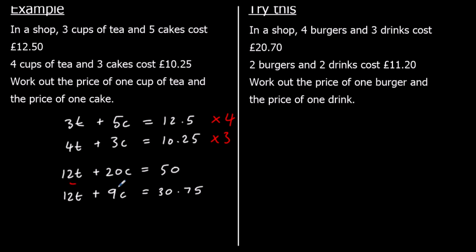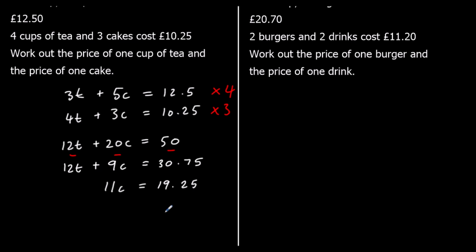So now I can take away. 12t take away 12t is nothing. 20c take away 9c is 11c. And 50 take away £30.75 is 19.25. So we need to divide both sides by 11. So 19.25 over 11.